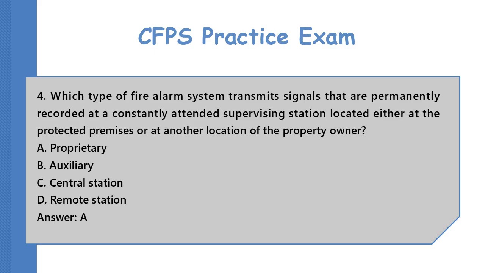4. Which type of fire alarm system transmits signals that are permanently recorded at a constantly attended supervising station located either at the protected premises or at another location of the property owner? A. Proprietary. B. Auxiliary. C. Central station. D. Remote station. Answer: A.